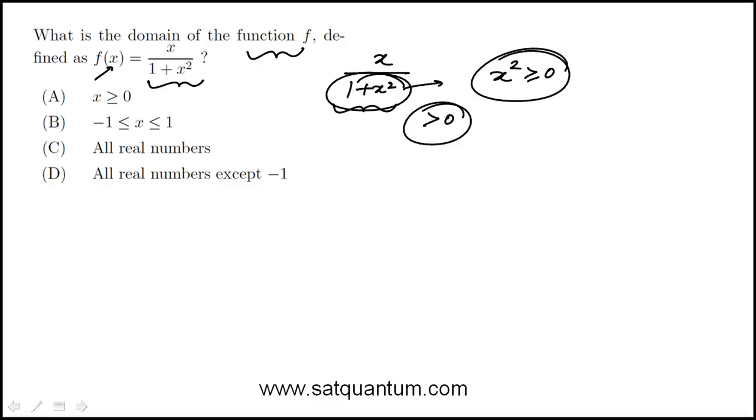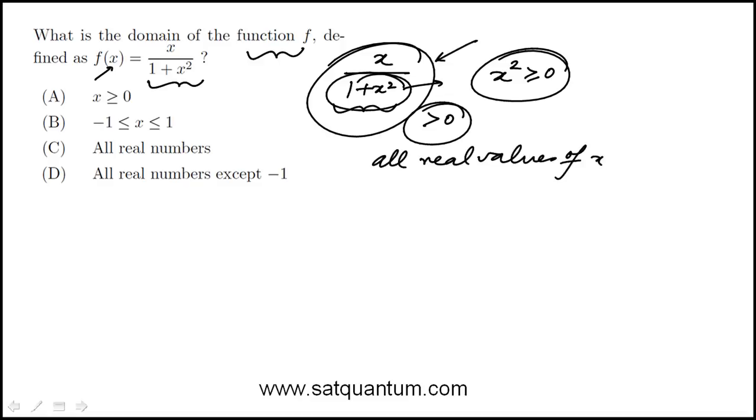So we have no division by 0. So this function will be defined for all real values of x. So the domain is the entire number line, so every single point here. So the answer is C.